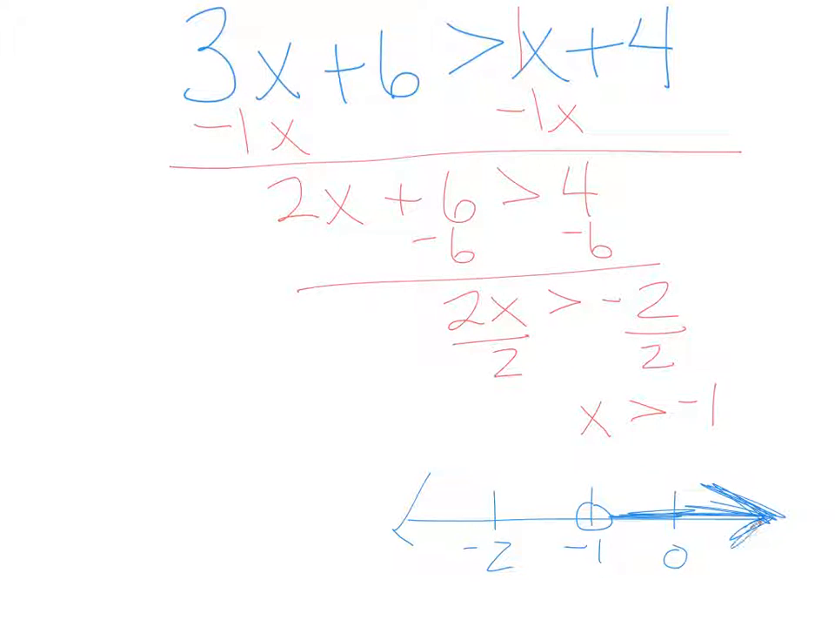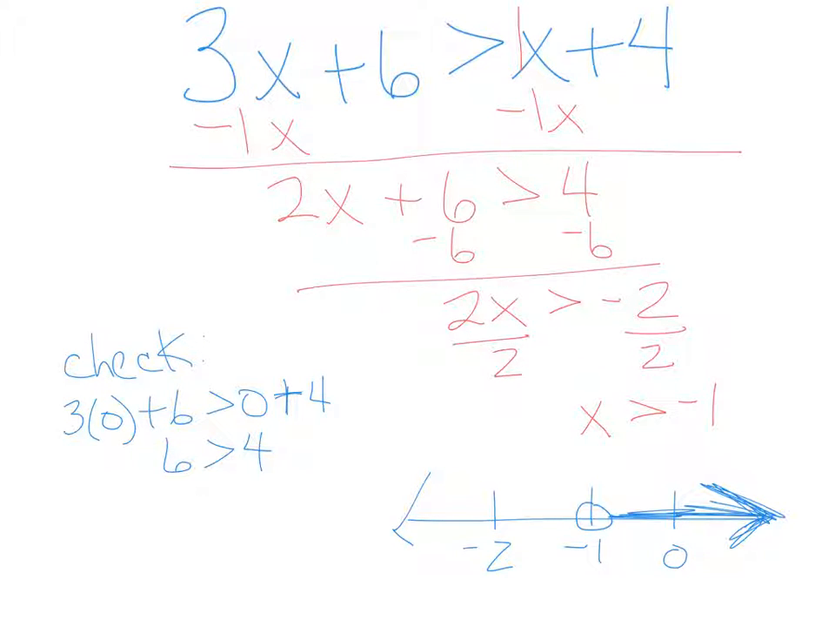So let's test a number to the right and see if it works. So let's talk about what this looks like in your check. I'm going to use 0 just because it is in the highlighted area and 0 is so nice and easy to use. So 3 times 0 plus 6 is greater than 0 plus 4. I'm going to see if this is true or not. 3 times 0 is 0 plus 6 is 6, is greater than 0 plus 4 is 4. So that is true. So that confirms for me that I have the right part of the number line shaded.